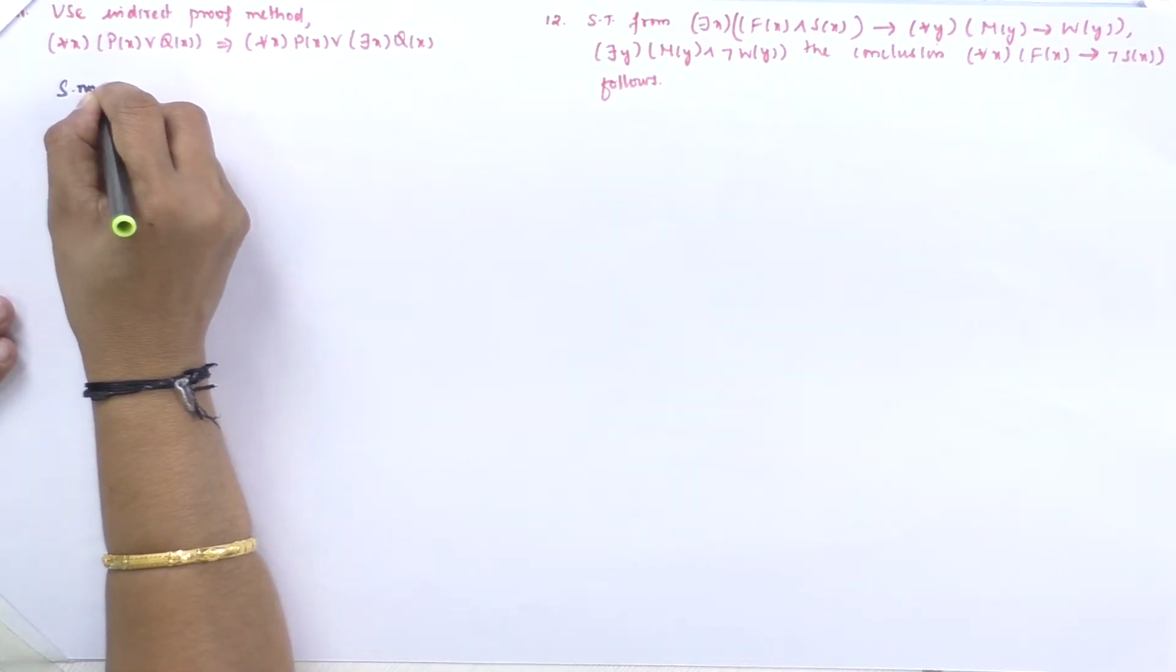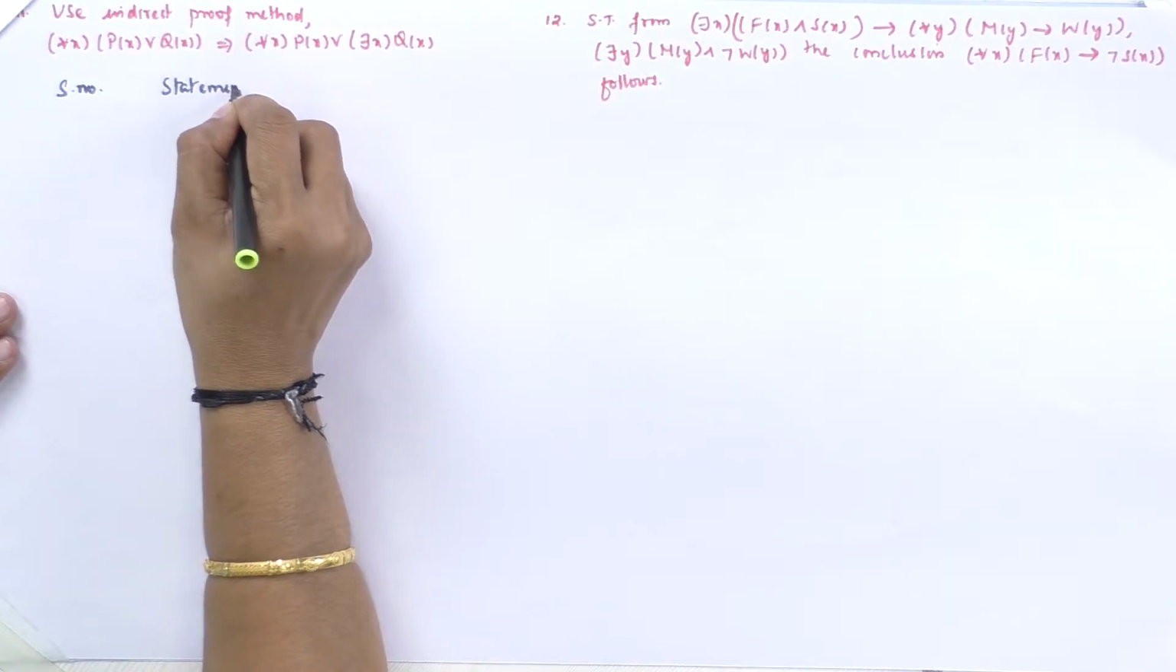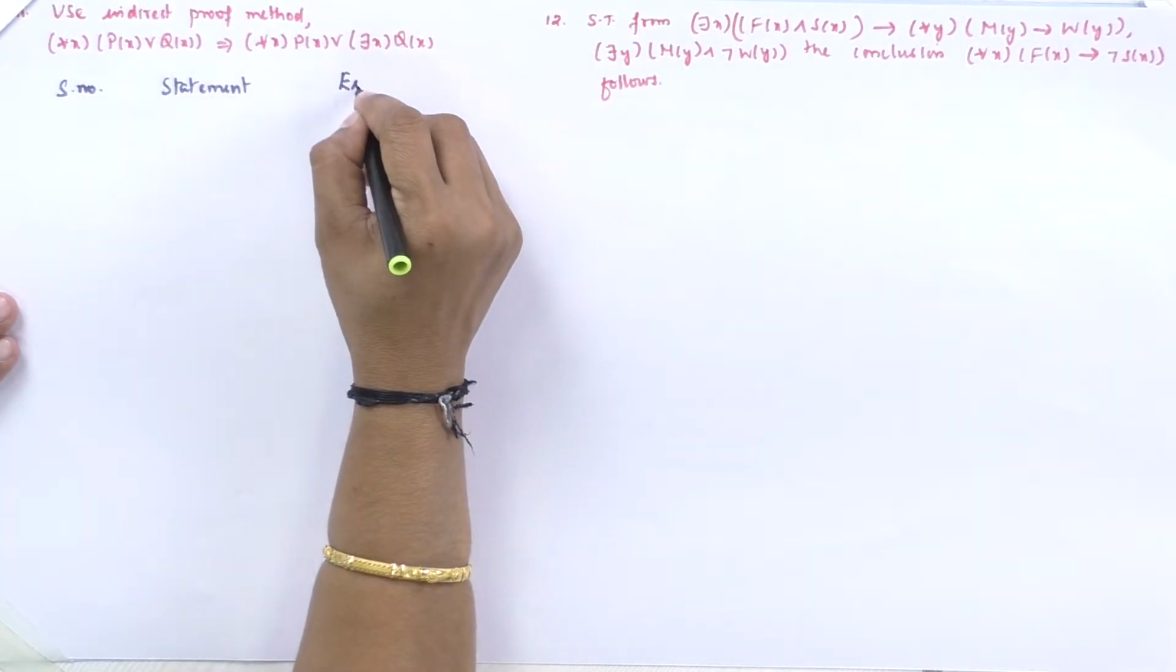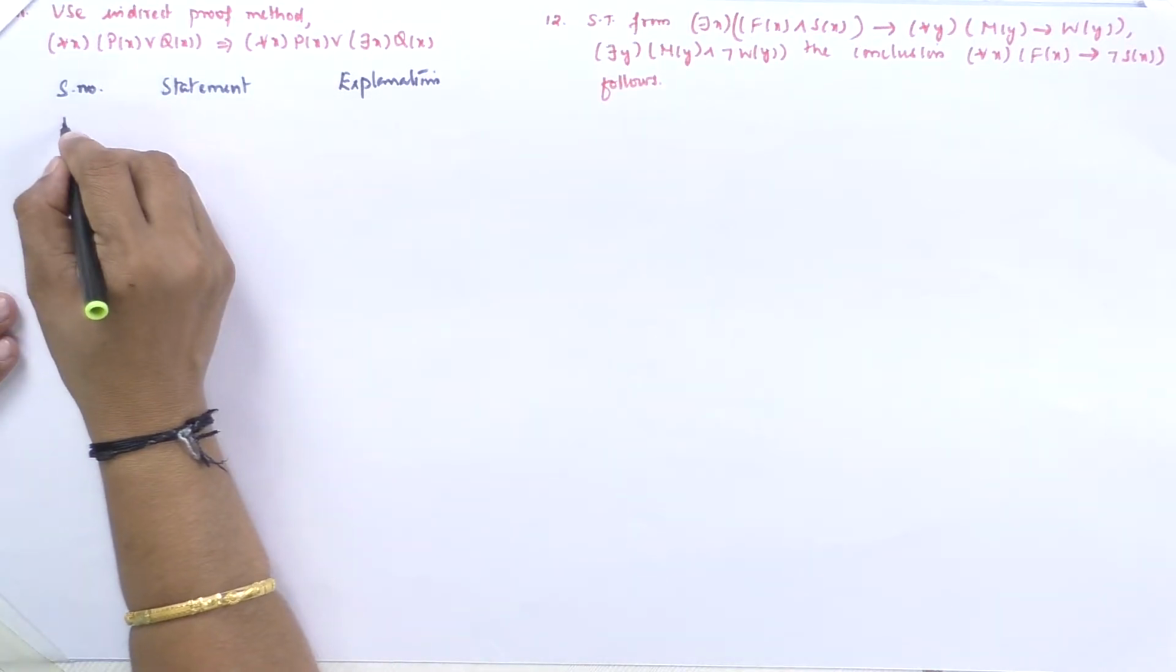Negation of the conclusion has to be considered as one of the premises along with the given other premises, and then your final conclusion must be the contradiction F, right. So, let us see serial number, statement, explanation. Let us see whether we get it to be a valid statement or not.